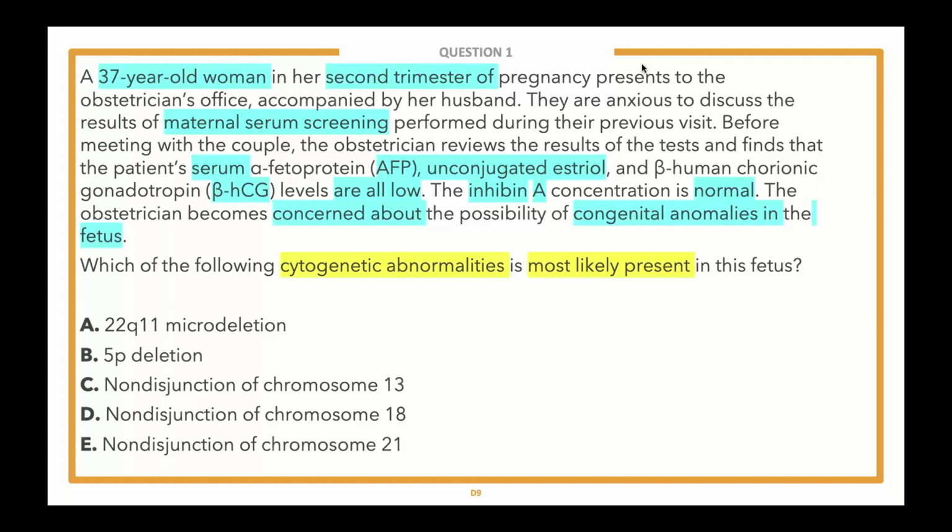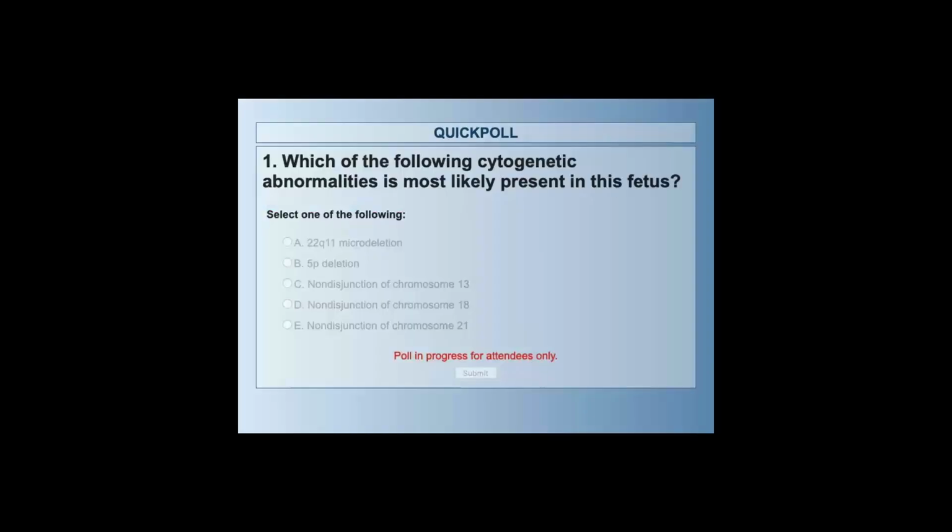Answer choice E, non-disjunction of chromosome 21. D, non-disjunction of chromosome 18. C, non-disjunction of chromosome 13. B, 5p deletion. And lastly, A, 22q11 microdeletion. So we're going to go ahead and open up that poll. Go ahead and select what you think may be a cytogenetic abnormality that's likely present in this fetus, and we'll talk about it in just a few seconds.